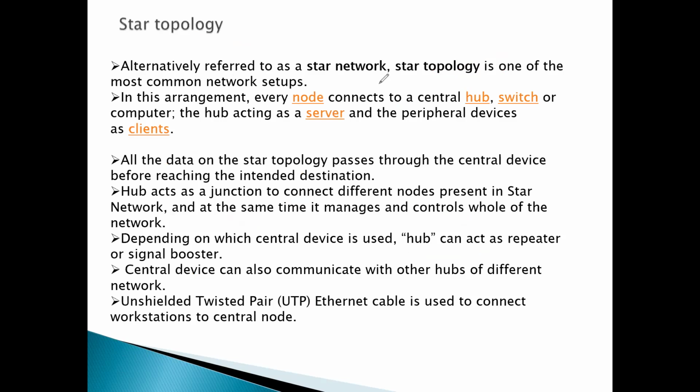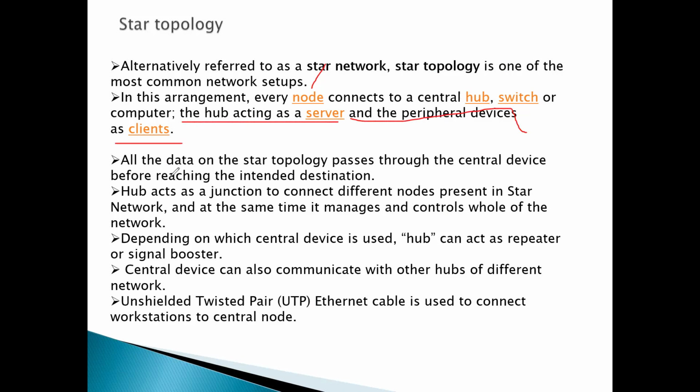Alternatively referred to as a star network, star topology is one of the most common network setups. This is used everywhere, even at your home. Every home has star topology because everyone is connected with a central device that is called a router, hub, or switch. So in this arrangement, every node, meaning computer, connects to a central hub, switch, or computer. The hub acts as a server and the peripheral devices are the clients.